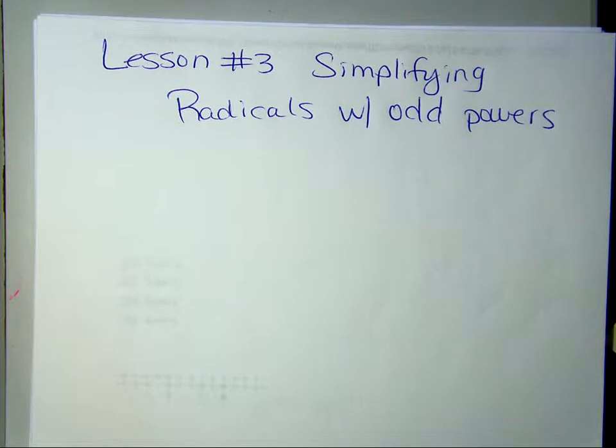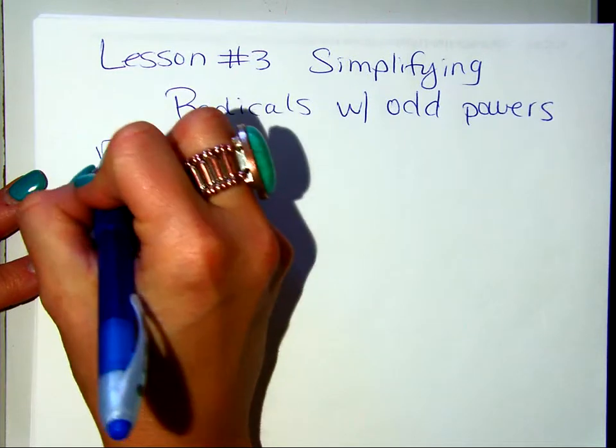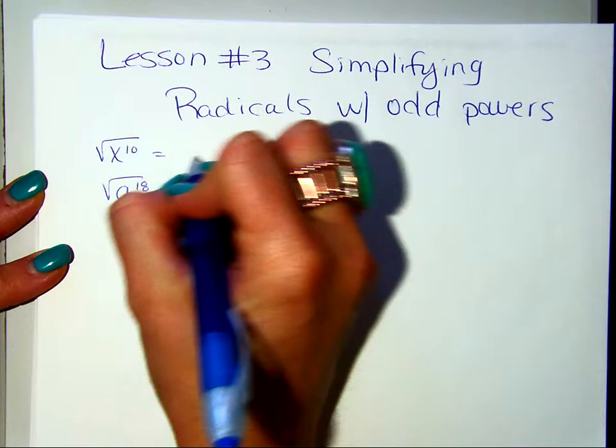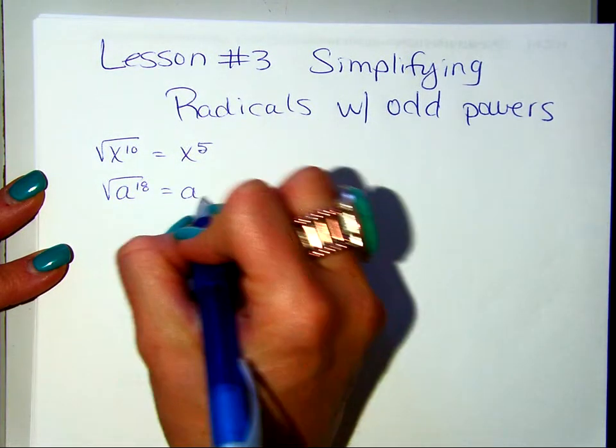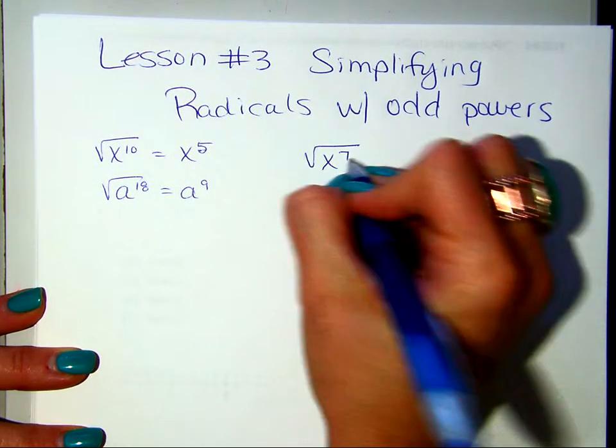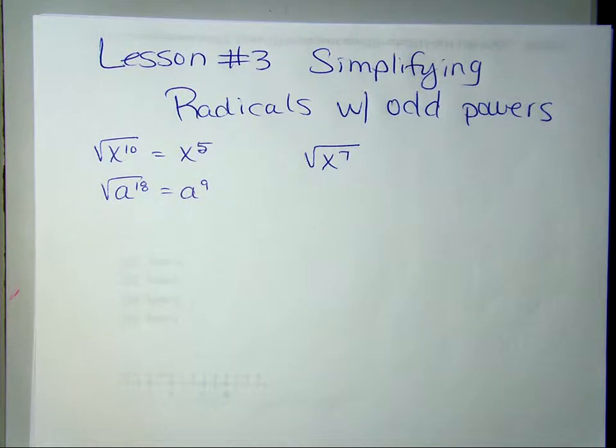So we know that even powers are all perfect squares. Any even power I see under a radical, I can just take half of it and I will get my square root, right? But when I have an odd power under a radical, that kind of changes things. We have to do one little step before, and basically what we want to do is turn these odd powers into even powers.